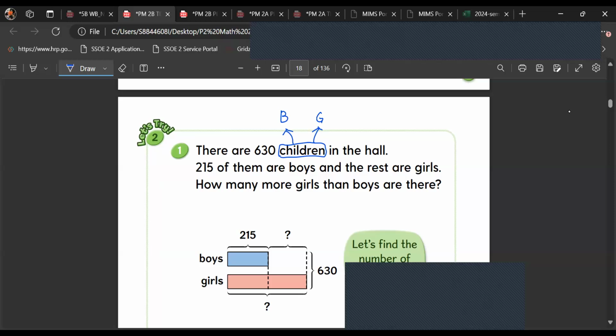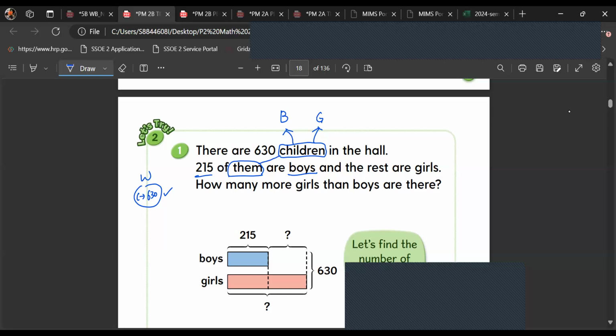That's right. He just says, but they didn't give you the girls. So I have all the children. This is like a part whole model. All the children, I have it as the whole. That is 630 is given. Then, 215 of them. Who does them refer to? Yes, boys and girls, all the children.